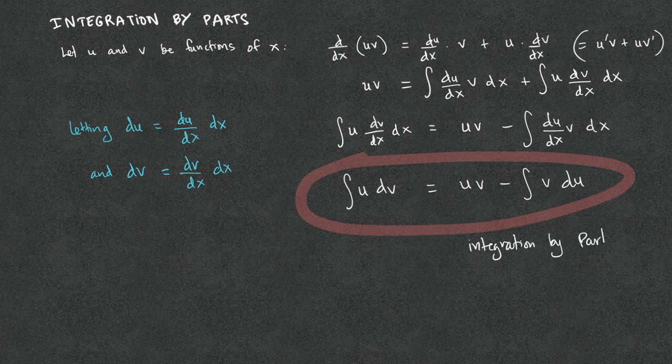This equation says that if we can rewrite the integral as the integral of u dv, then the answer is uv minus the integral of v du. This answer is not the final answer. We still need to evaluate the integral of v du.